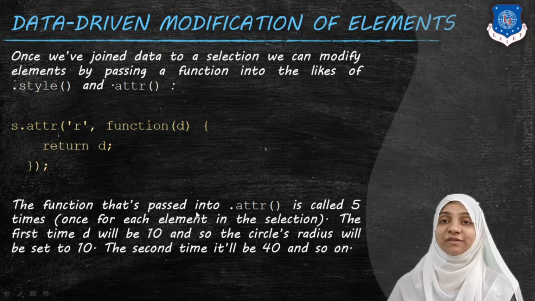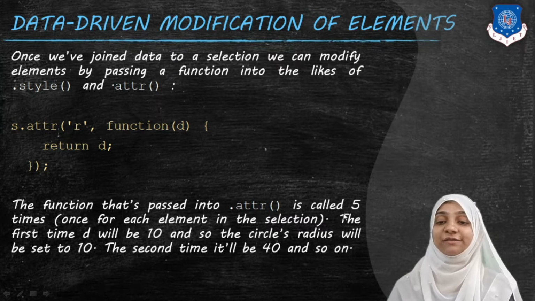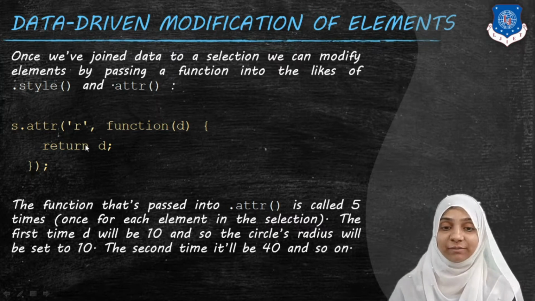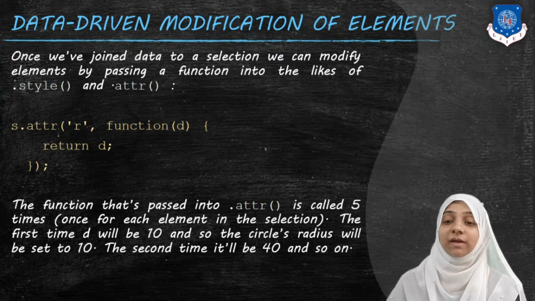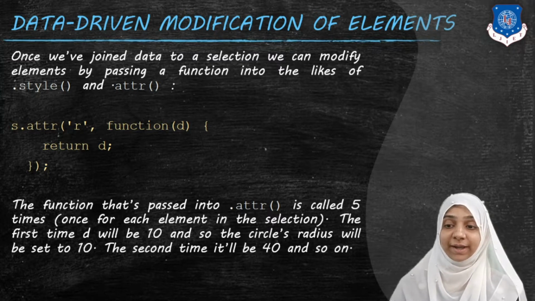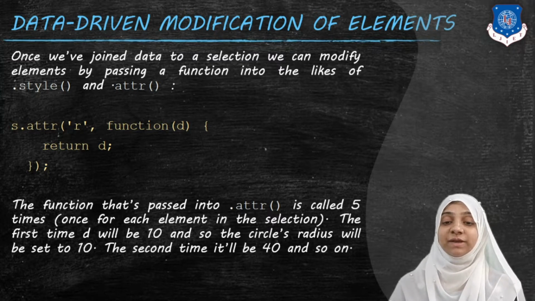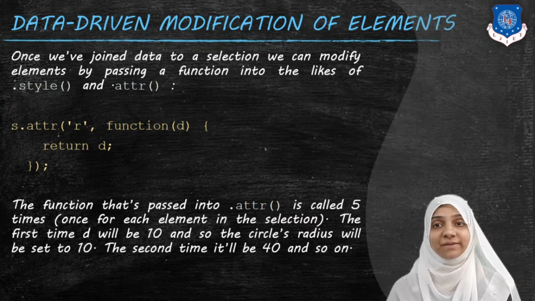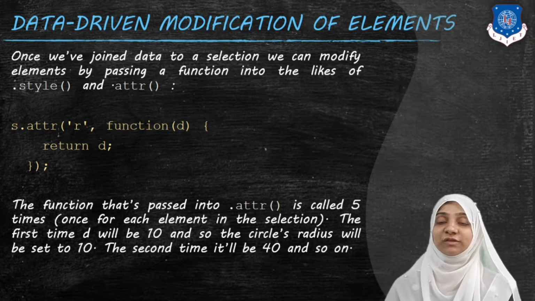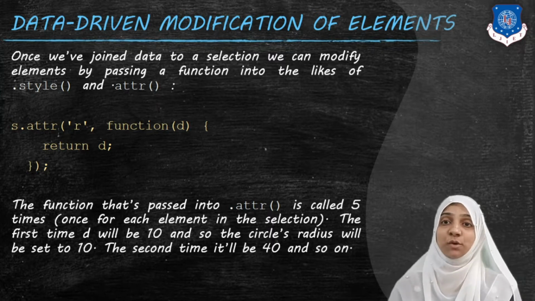The function that is passed to attr is basically called 5 times. So this function is going to get called 5 times, every time for each selected element, one time. For the first time we will have the value 10, so the circle's radius will be 10 at that time. For the second time d will have the value 40, so the circle's radius will be 40 for the second circle, and so on.